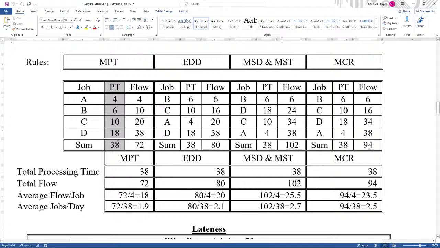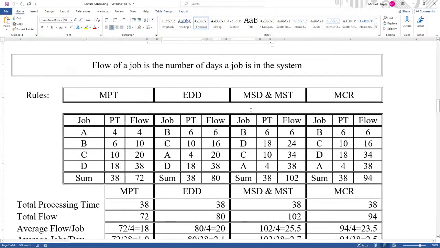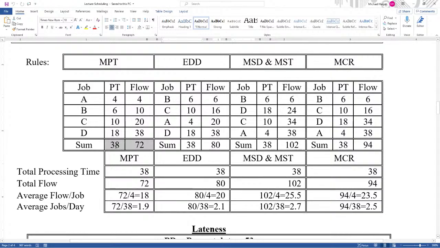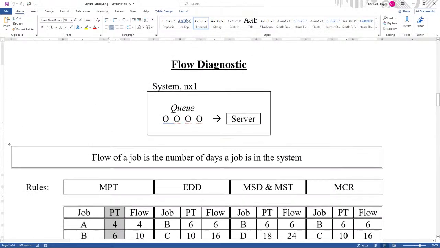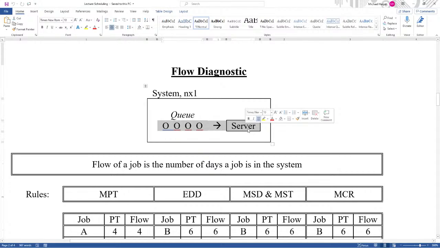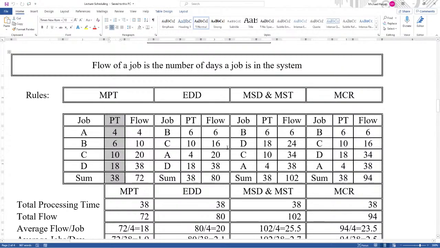But then there are some more properties here. Notice the processing time is 38, 38, 38, and 38. The processing time is the same, regardless of the schedule. Therefore, the total processing time is independent of the schedule in an n/1 system. And that's a property. I'll say that again. The total processing time of a schedule in an n/1 system is independent of the schedule. The processing time is independent of the schedule.